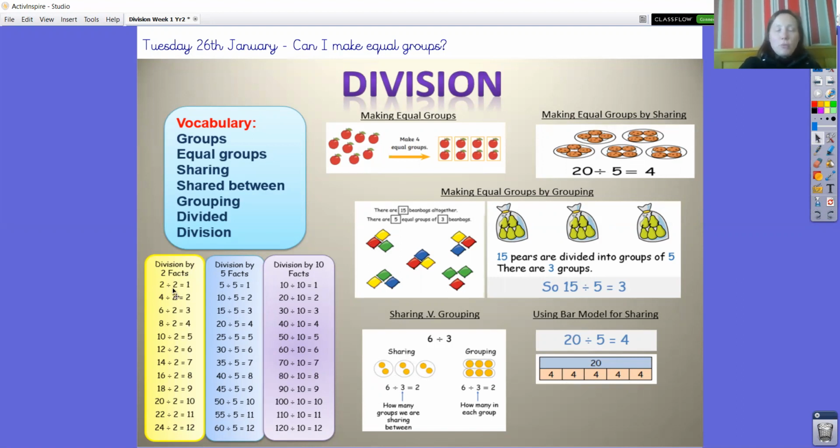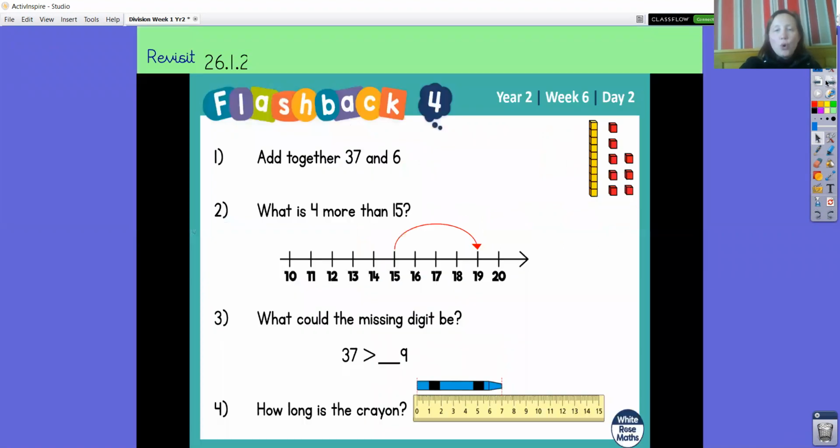So we learned our multiplications last time, so this time we're going to learn some division facts of dividing by 2, dividing by 5 and dividing by 10. So first of all, let's warm up our maths brains and have a go at these questions.